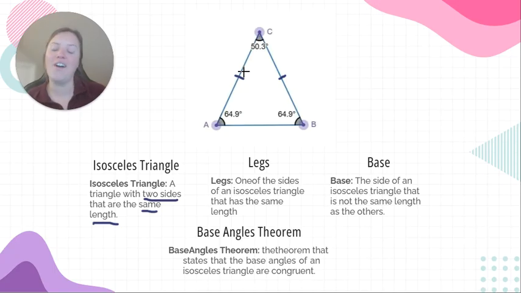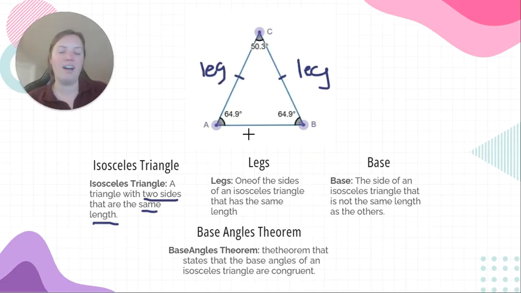The sides that are the same length are called legs. So this is leg 1 and this is leg 2. And the side that is not the same length is called our base. Okay, so we've got two legs and a base.